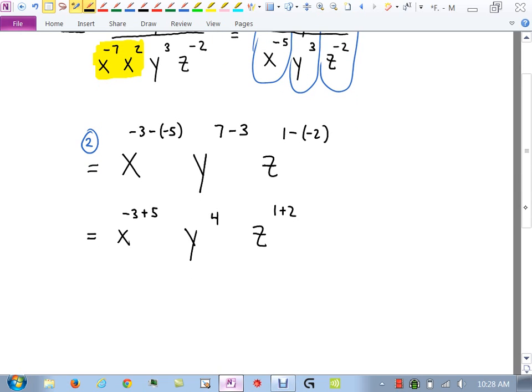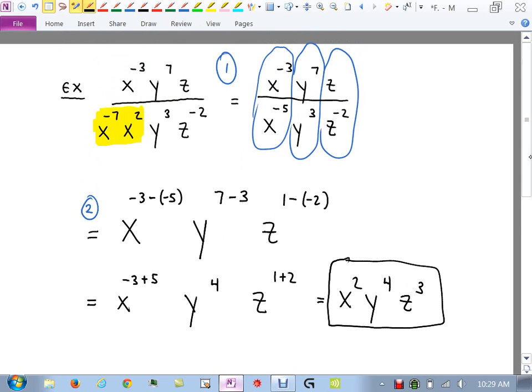So what do we get? X to the second, y to the fourth, z cubed. And all of them live up on top, right? There is nothing on the bottom. So I just box it up and I'm done. Questions? Now I'm curious, would it have gone quicker the other way? Or would it have been better? Do y'all want to see it the other way?